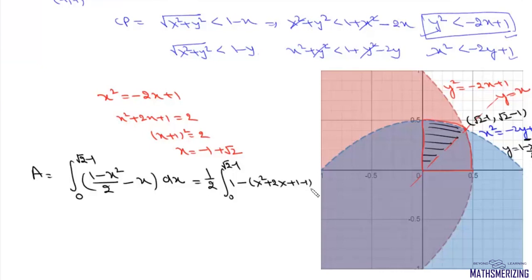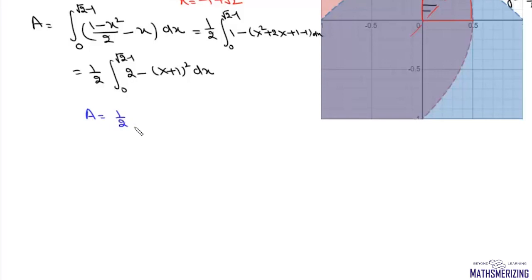Now we'll add 1 and subtract 1 also. Then we can write this as 1 by 2, 0 to root 2 minus 1 and then 2 minus x plus 1 whole square into dx. Now we'll integrate it. So we'll write 1 upon 2 and then here it will be 2x minus x plus 1 whole cube upon 3. So this area will be 1 upon 2 into 2 and then what's the value of x? X is root 2 minus 1 and then minus 1 by 6.